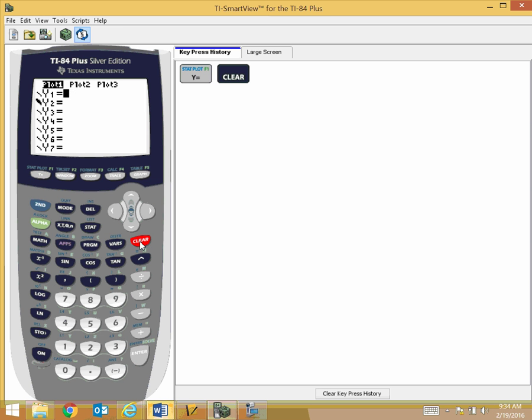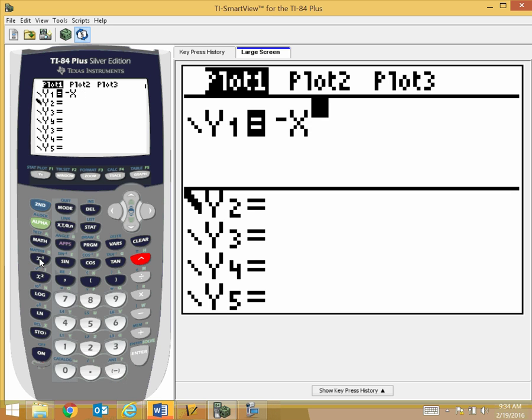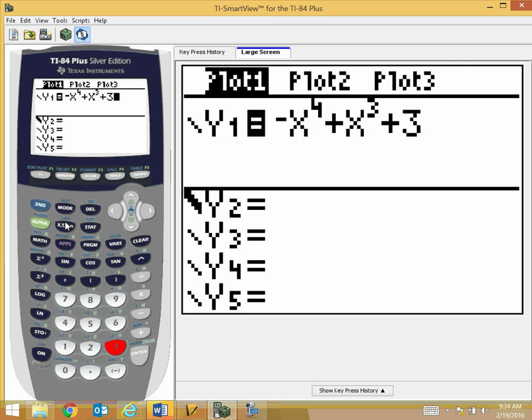So under your y equals, I'm going to go to my large screen. I am going to type in negative x to the 4th plus x cubed plus 3x squared plus 2x.